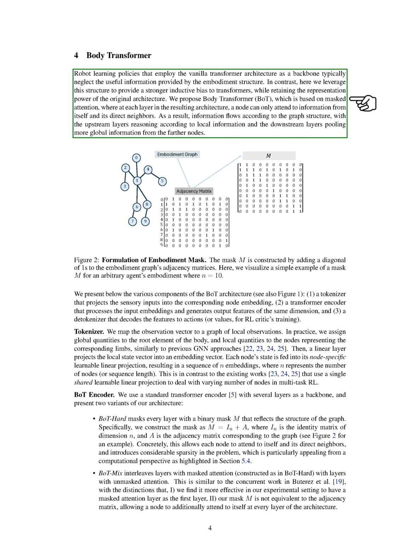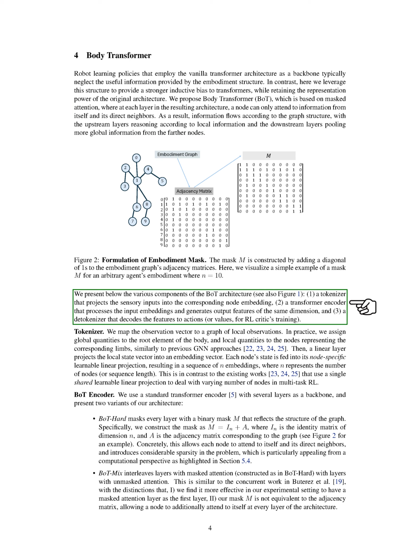We can also modify the attention mechanism using a binary mask, which effectively controls which node pairs contribute to the attention computation. In our approach, we utilize the embodiment structure to enhance the inductive bias in transformers while maintaining their representation capabilities. We introduce the body transformer, BOT, which employs masked attention, allowing each node to focus only on itself and its immediate neighbors. This design enables information to flow according to the graph structure, with earlier layers processing local information and later layers aggregating more global insights.